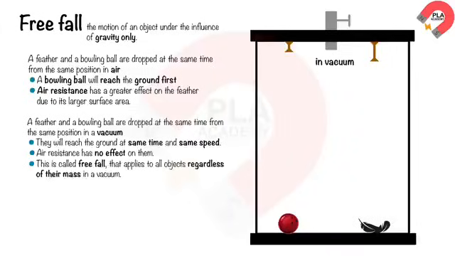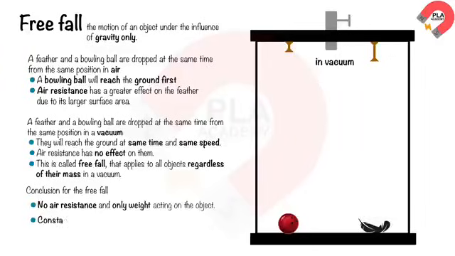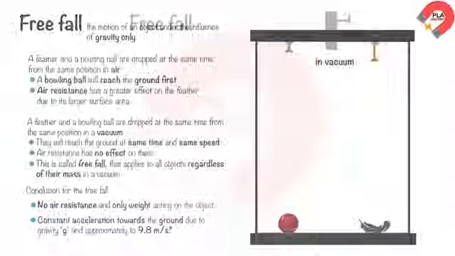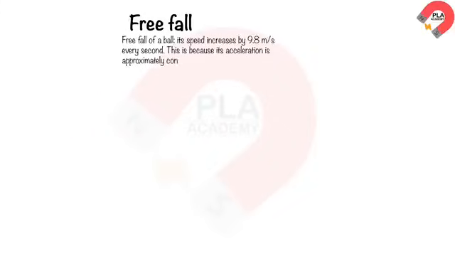Free fall describes the motion of an object under the influence of gravity only. We can conclude that there is no air resistance and only weight acting on the object. The object accelerates constantly towards the ground due to gravity. This acceleration is typically denoted by the symbol g and has a value of approximately 9.8 meters per second squared. When a ball is moving in free fall, its speed increases by 9.8 meters per second every second. This is because its acceleration is approximately constant at 9.8 meters per second squared.